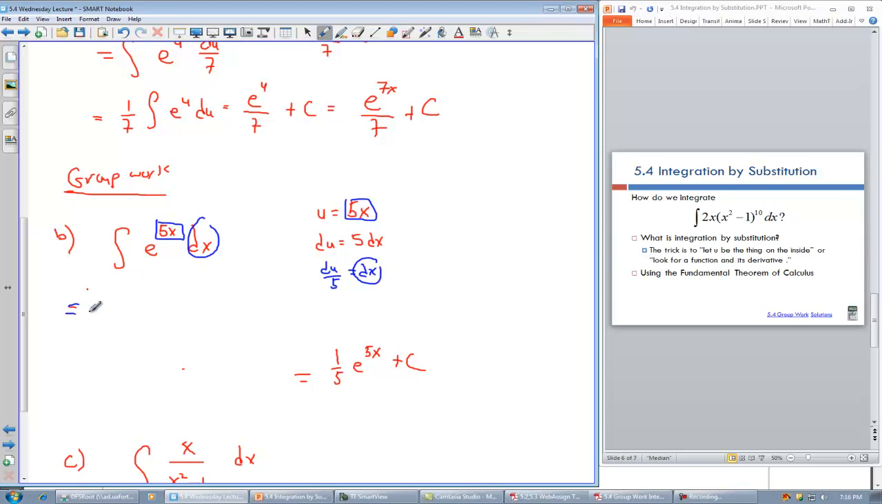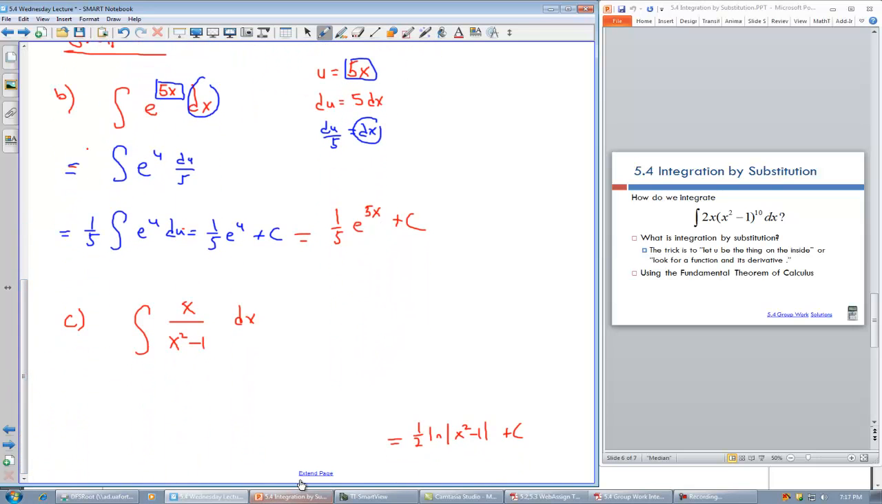And then I can make my substitution. So this is going to be equal to the integral of e to the u times du over 5. And I can pull out the 1/5. Right, so pull out that 5 in the denominator. So I get 1/5 the integral of e to the u du, which equals 1/5 e to the u, because the integral of e to the u is e to the u, plus c. And I substitute back in, so u is 5x, so I put a 5x where I see a u, and I get my answer.